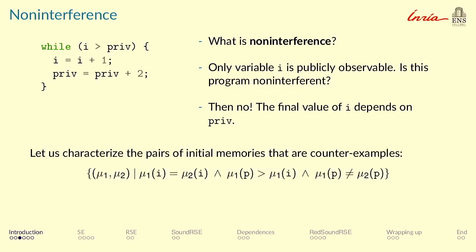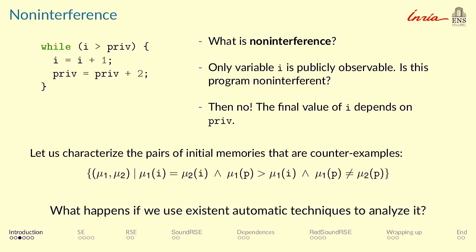We can actually characterize these memories by saying the set of all pairs of memories, mu1, mu2, where we share the value of I, but the value of prib must be different, and the value of prib must be bigger than the value of I in one of these memories. This is interesting because we can characterize a set of memories that show us that non-interference is not met in this case. And then we have to ask ourselves what's going to happen if we use the automatic techniques that we have available.